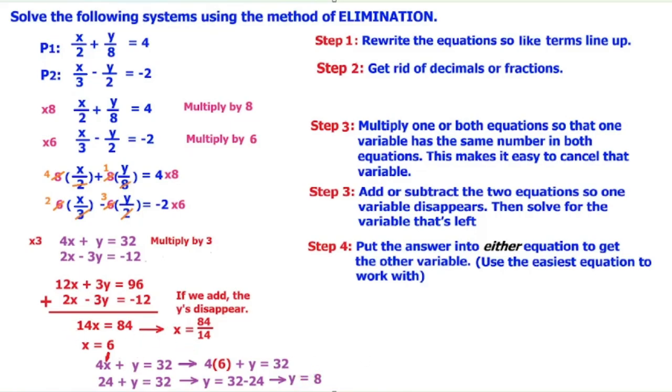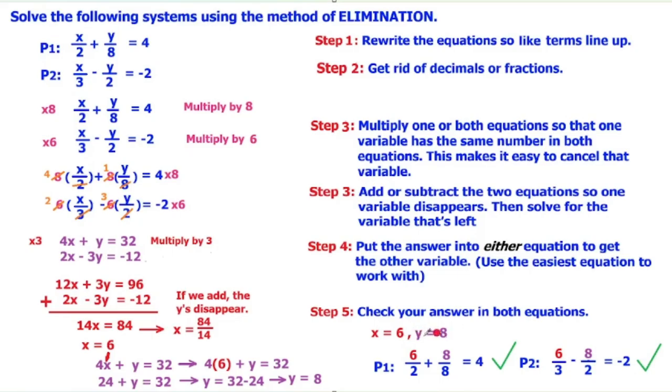So now all we need to do is check to see if our work was correct. So we check our answer in both equations. So x equals 6, y equals 8. So we take our original equations from up here, and we put in x equals 6 and y equals 8 into both of them. And we could see that these work out. 6 over 2 is 3 plus 1 is 4. So then 6 over 3 is 2 minus 8 over 2, which is 4. And then that leaves us negative 2. And that's it. And that's all there is to that problem.